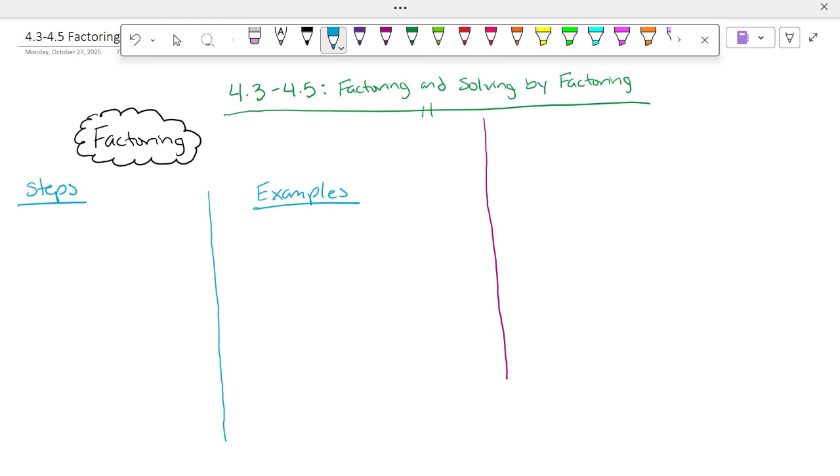Now, you may want your packet out just so you can copy easily where I'm going to be taking from. The first thing I'm going to be taking from is on page 1 of your packet. So the first method I'm going through is GCF. The steps are at the very top of page 1 for GCF.